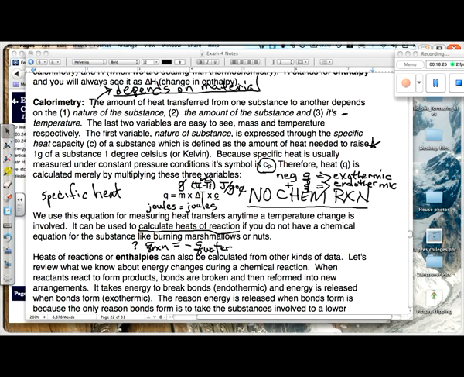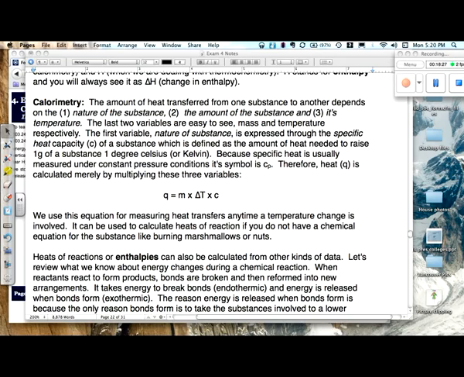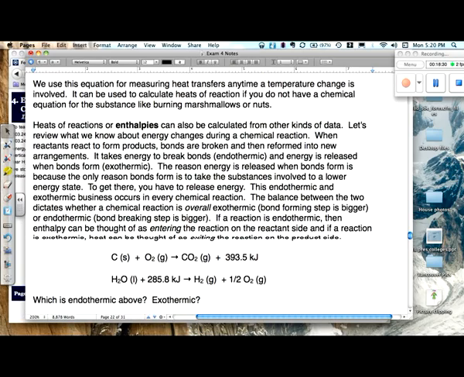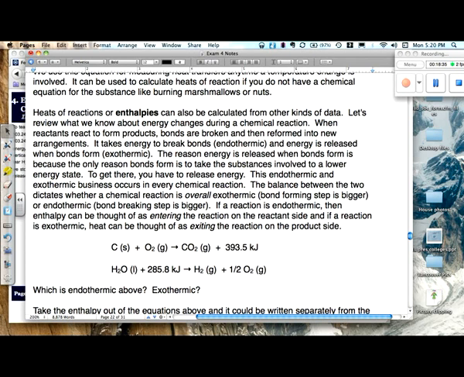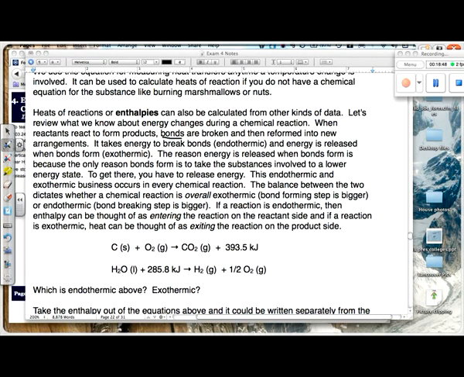Okay, I'm going to scroll. Now, if we are talking about chemical equations, then we can calculate heats of reaction from other kinds of data, and you'll do that in 131. So let's review what we know and talk about these terms a little bit more. When reactants react to form products, bonds are broken, and we know that we have to put energy in to do that, endothermic, and then new bonds are formed, and that is exothermic because energy is given off, going downhill.